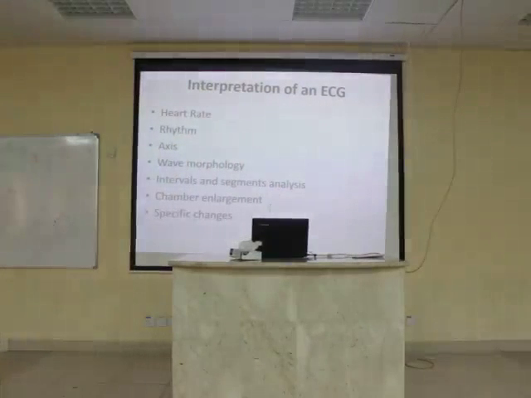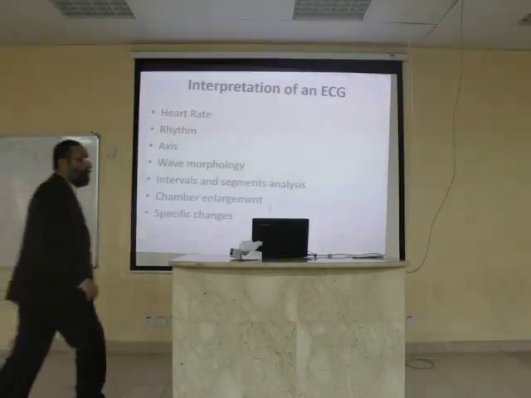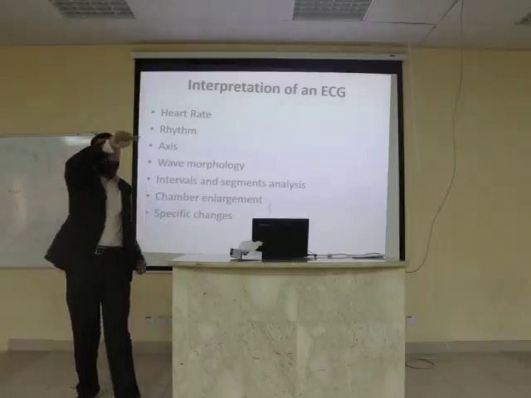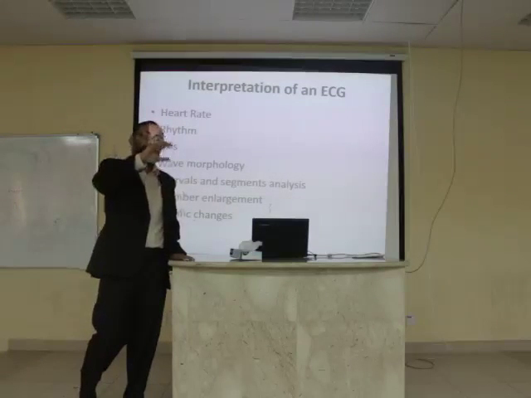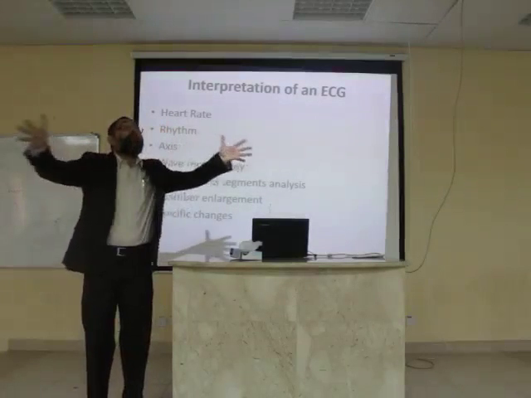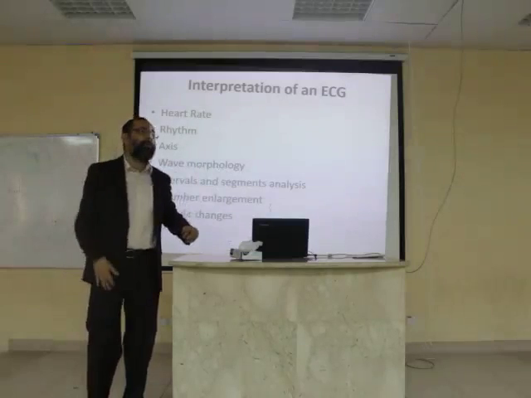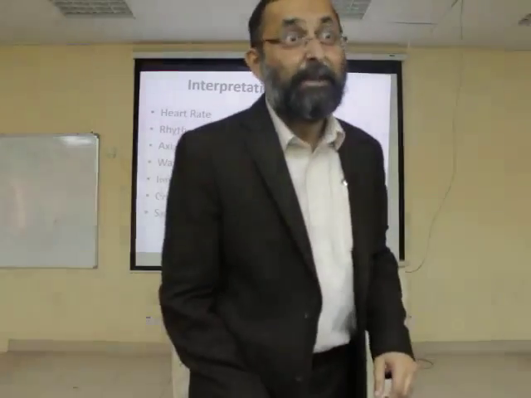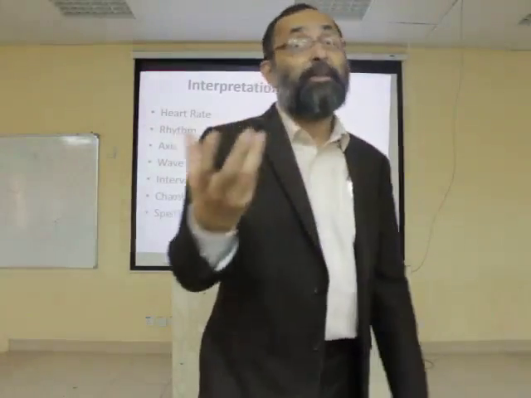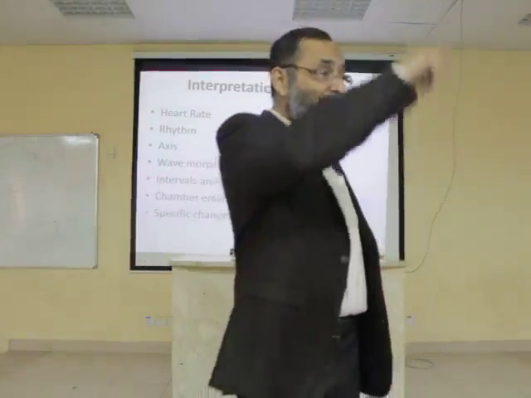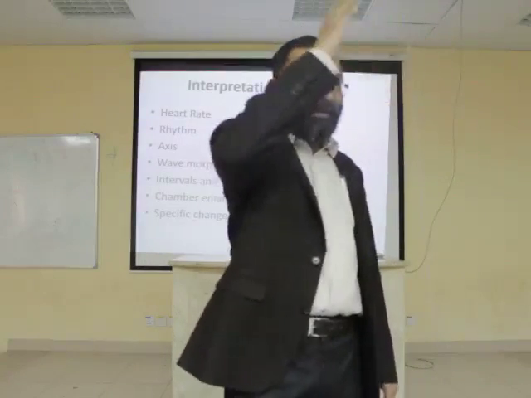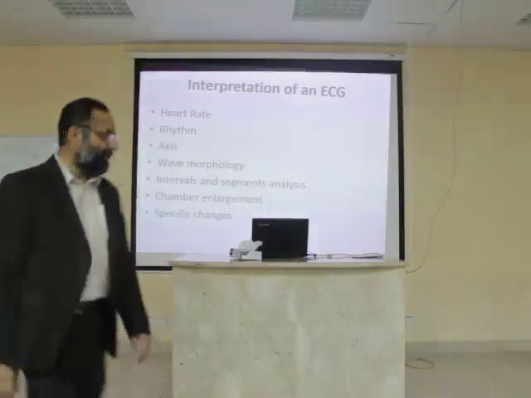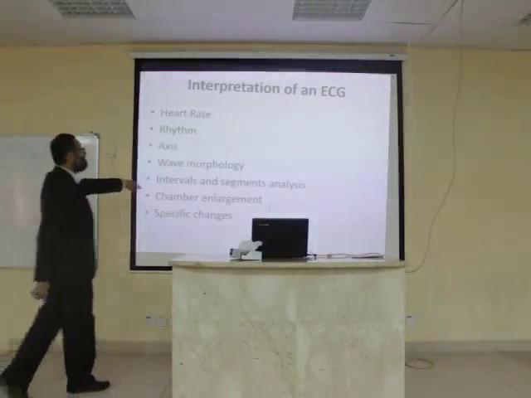Third thing is axis. I told you about the axis. Direction of the cardiac impulse. Is it all right? Normal or not? The wave morphology is the shape of the waves. P wave, QRS complex, normal in shape. Sometimes they become broad, sometimes jagged, sometimes wavy. There are many abnormalities of the waves, so you have to see the morphology of the waves also. Are the waves appearing normal? Sometimes bifid waves, one wave is divided into two. Anyway, wave morphology is another feature.